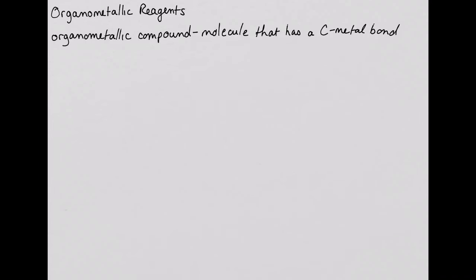This video will cover the topic of organometallic reagents. An organometallic compound is defined as a molecule that has a carbon-to-metal bond. In most of the reactions that we've seen up to this point, carbon acts as the electrophile because it's not very electronegative. However, metals are even less electronegative than carbon.